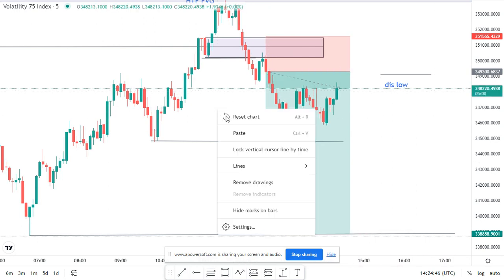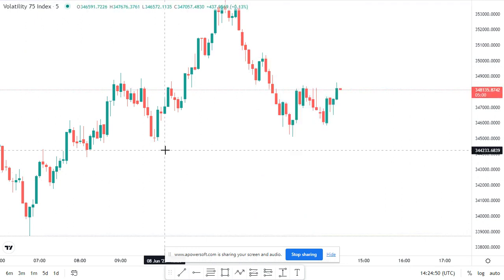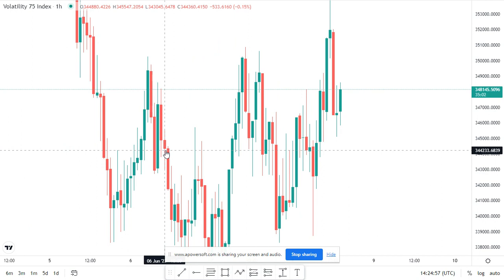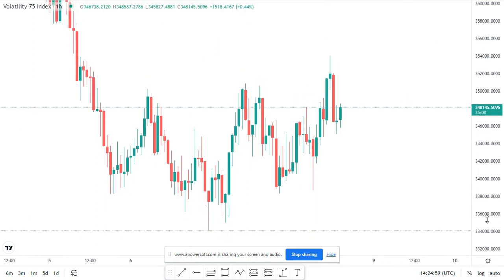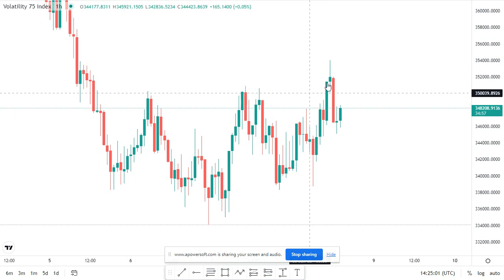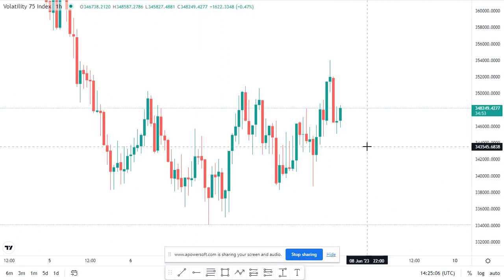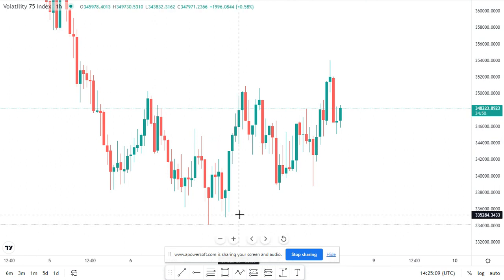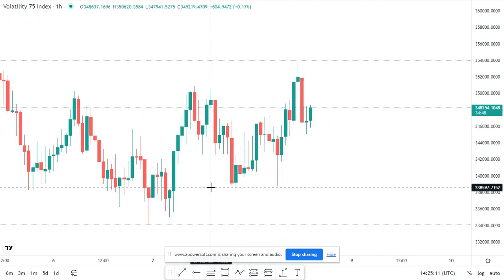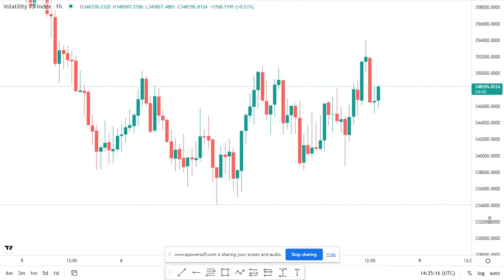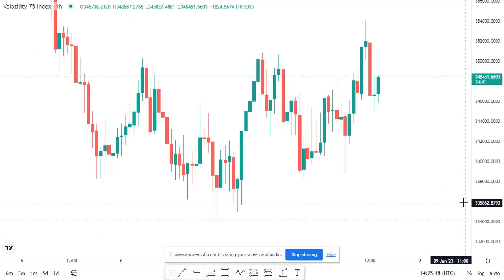Let's look for another example. I'll go to the H1 time frame. I want to look for a trade setup around this area. Do not go back like two or three weeks ago. No, no. Okay.